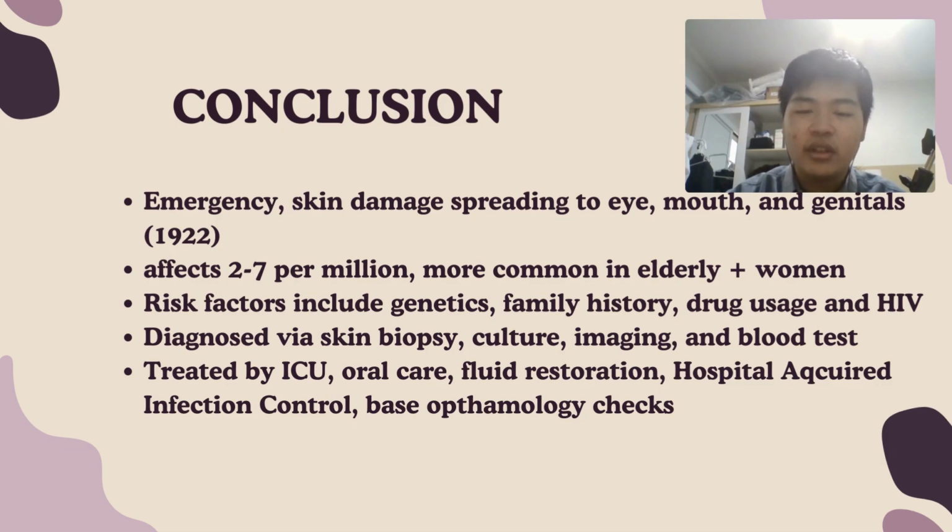So, SJS is a dermatological emergency which is notified by skin damage spreading to the eye, mouth, and genitals. It was found in 1922 by Stevens and Johnson. This syndrome affects 2 to 7 people per million and is more commonly found in elderly people and women. The risk factors for this disease include genetics, family history, drug usage, and HIV infection, and it is diagnosed via skin biopsy, culture, imaging, and blood tests.